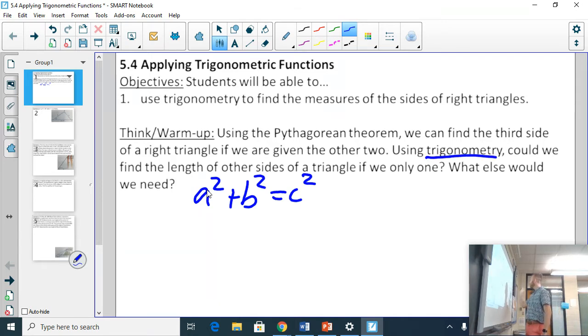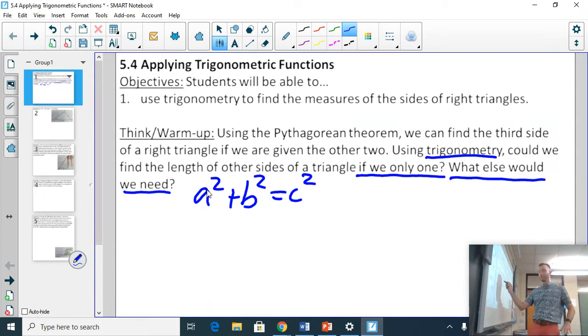Using trigonometry, could we find the length of other sides of a triangle if we only have one? So if we only have one, could we find the other two? Well, not using the Pythagorean theorem, right? We'll need at least two, but using trig, I'm going to bet that we can, but the follow-up question is, what else would we need?